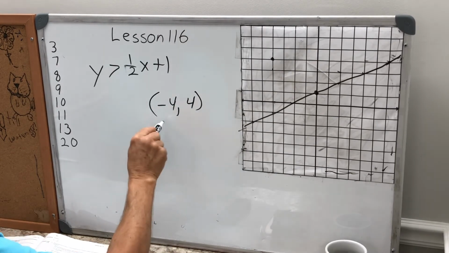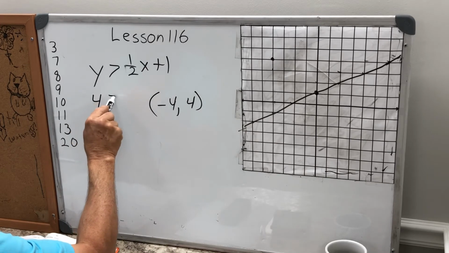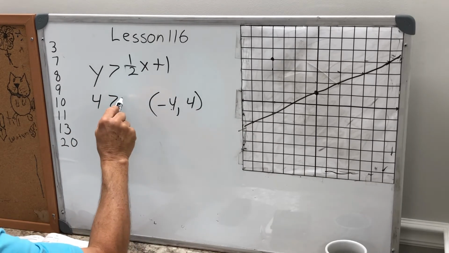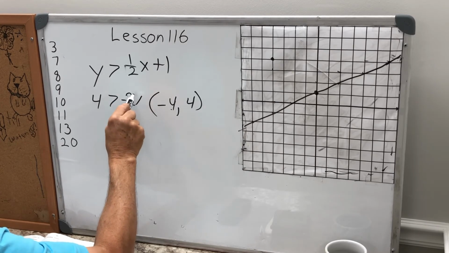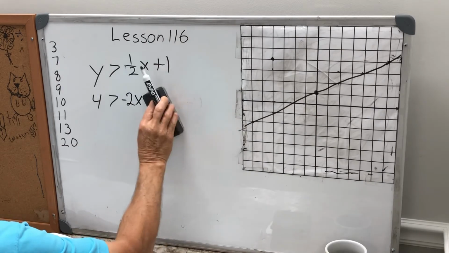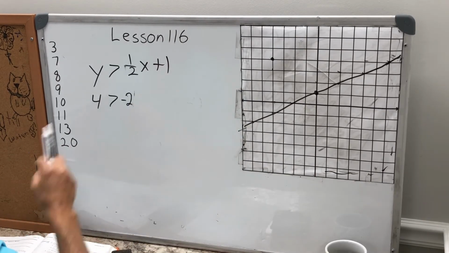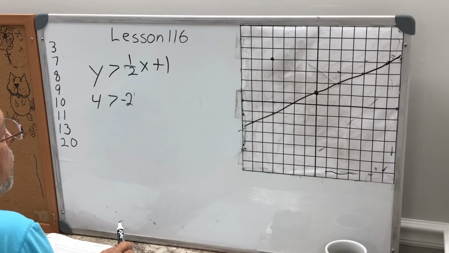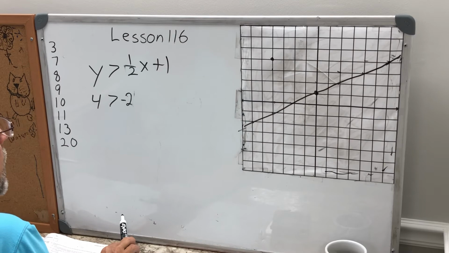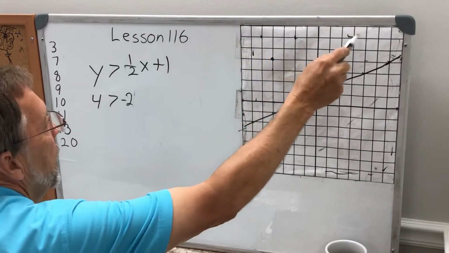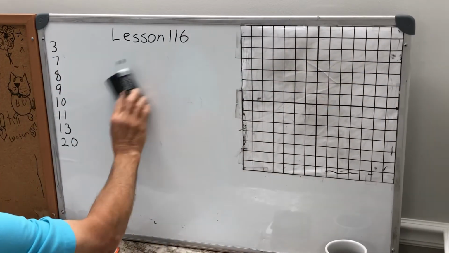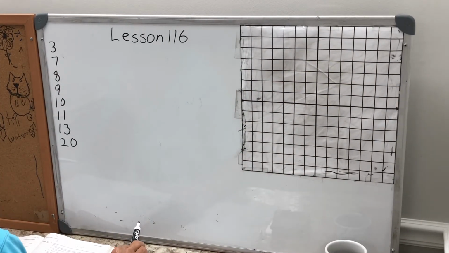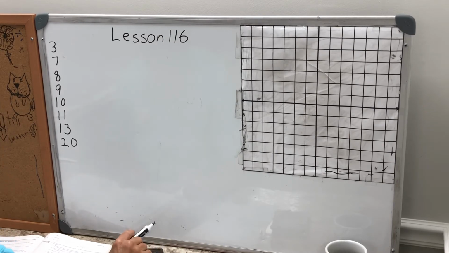Let's see if this works. Y is 4. 1/2 times -4 is -2. Sorry, X. Y, okay, right here. Y is greater than -2. Is that a true statement? Or 4 is greater than -2, I'm sorry. 4 is greater than -2. That is a true statement, so we must shade the top. That was number 11. Number 13, sketch this.